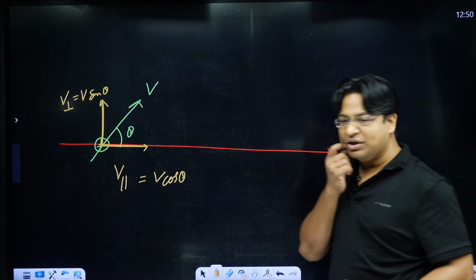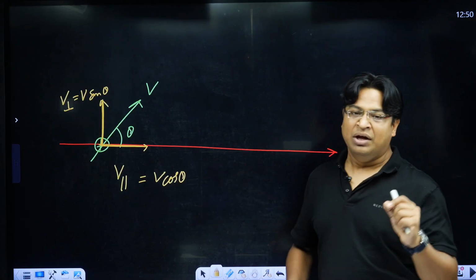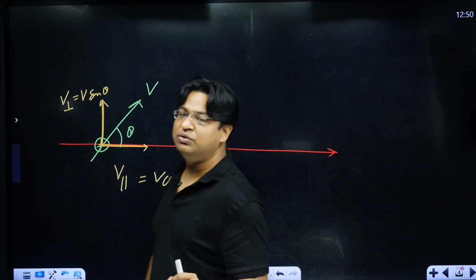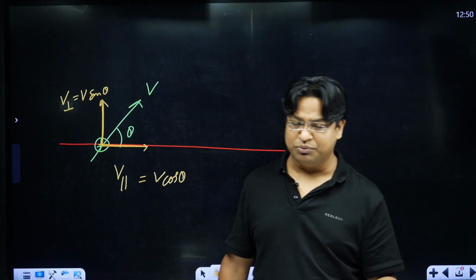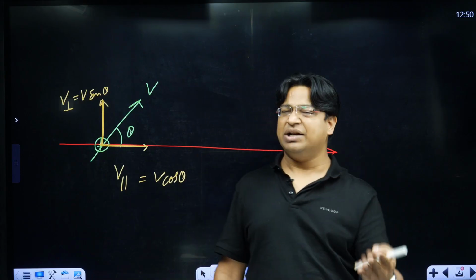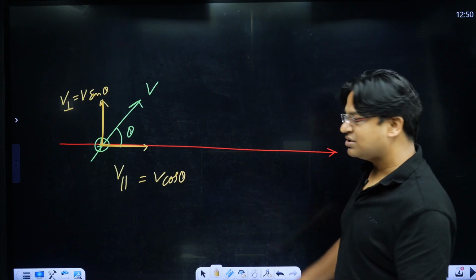So we have broken the velocity into two components, V parallel and V perpendicular. Now guys, think about this. I'll first tell you how you have to think in this case, and then using that thought process, we will come to a conclusion, and later on we will rely on our conclusion to deal with such cases.